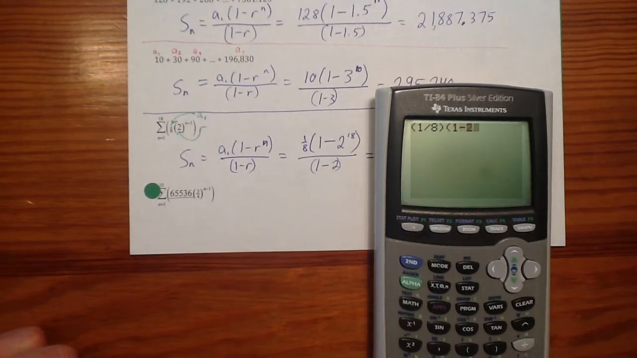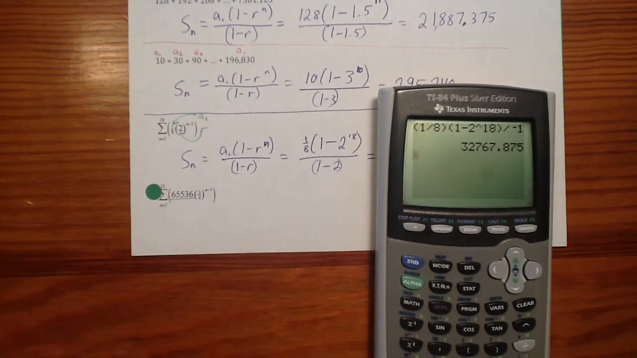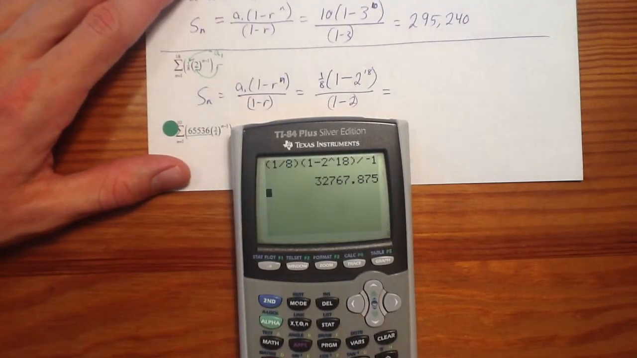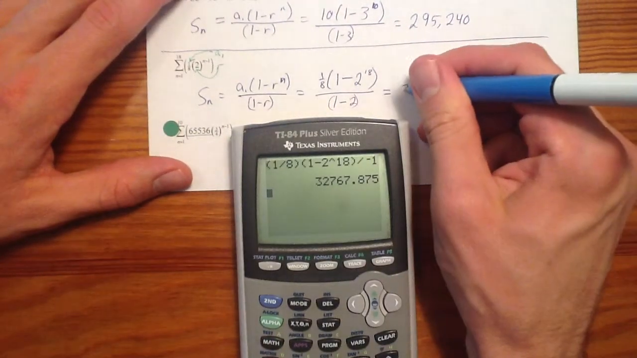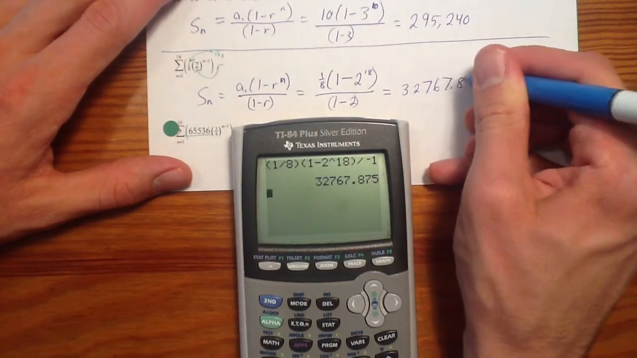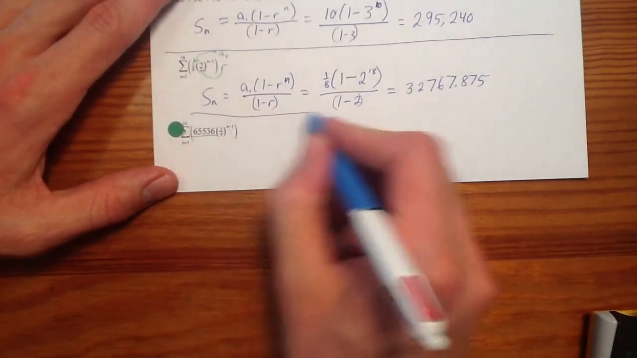1/8 times 1 minus 2 to the 18th power, divided by 1 minus 2. Let's save ourselves the trouble. 1 minus 2 is negative 1. There it is. Write it as a decimal too. Makes it sound interesting, doesn't it? 3,277.875. Okay, there we go. We found it. Now the next one's very similar.